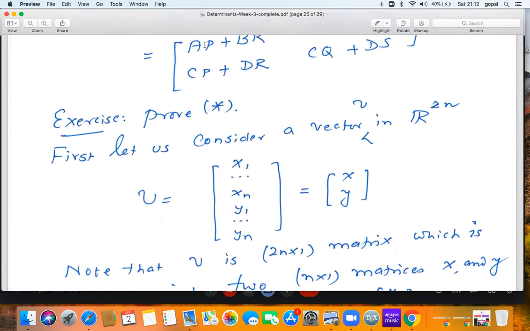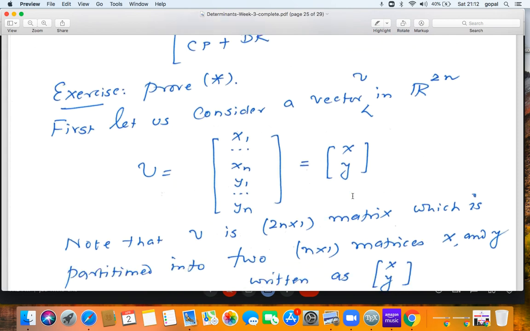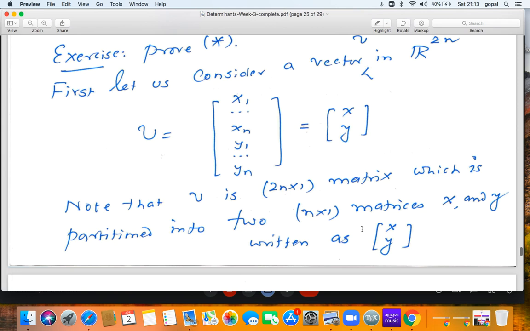Let us consider a column vector in R2n, a column vector with 2n entries: x1, x2, up to xn, y1, y2, up to yn. There are 2n entries. The first n entries, I'm going to abbreviate as x, and the last n entries, I'm going to abbreviate as y. In other words, this is also a partitioned matrix. This is a partitioning of a 2n cross 1 matrix into two components. The first is an n cross 1 matrix, and the second is also an n cross 1 matrix.